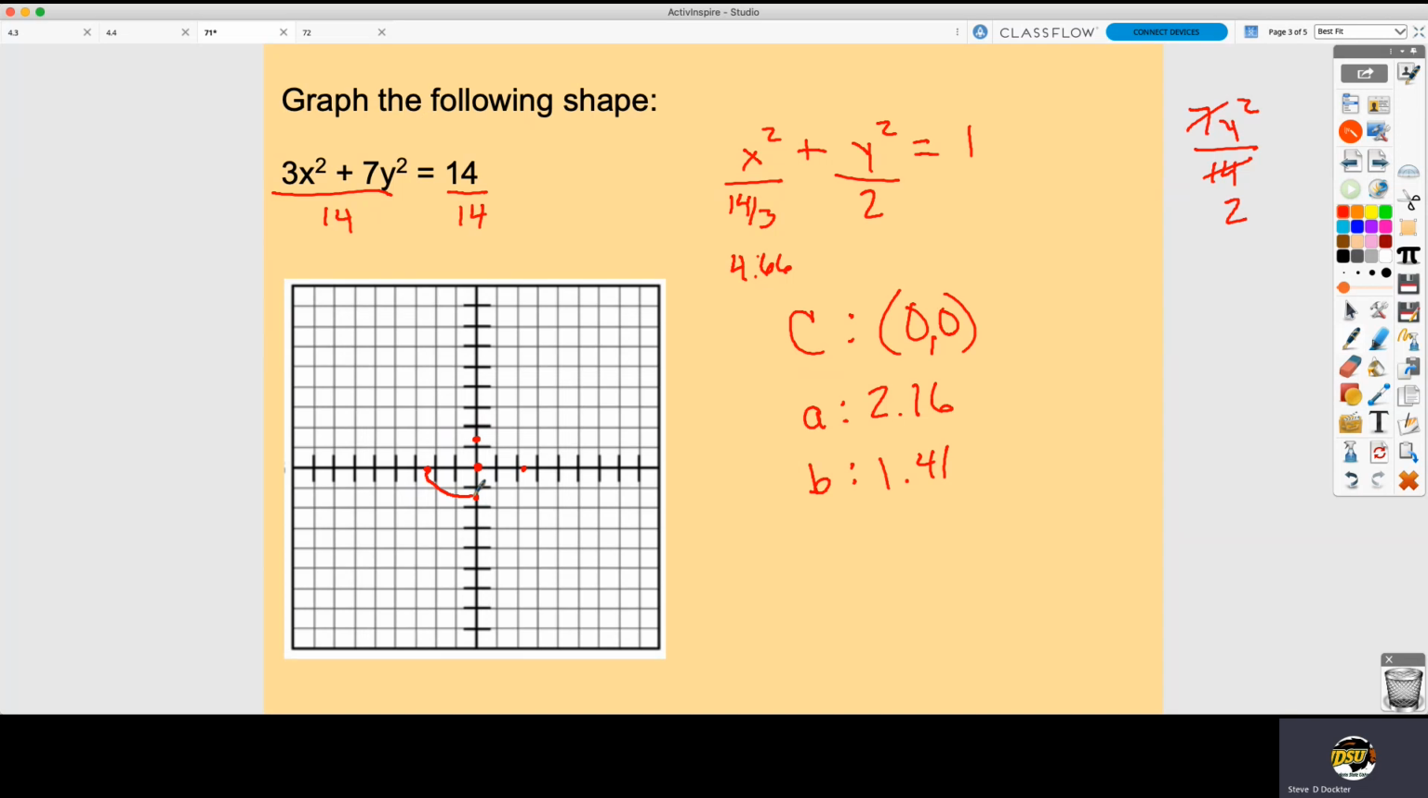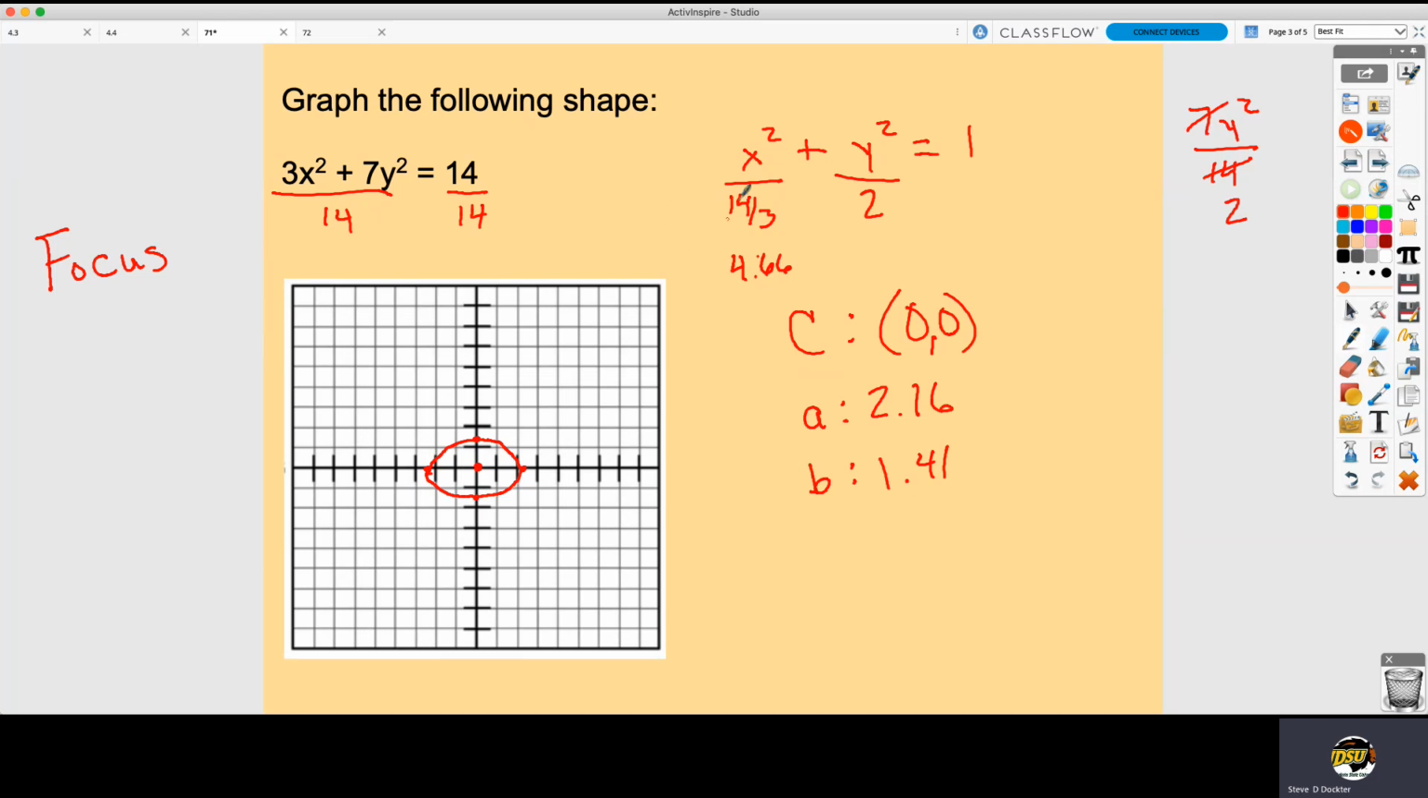And then we draw in our ellipse. Now, this one doesn't look nearly like the ellipse from the last one because our A and our B values are so close together. All right, now, this one doesn't say it, but I want to try and find the focus also.